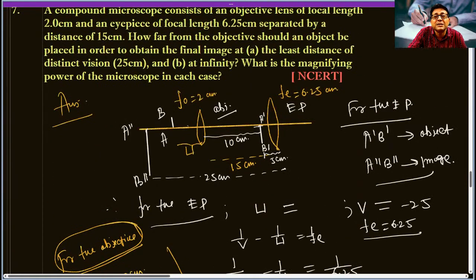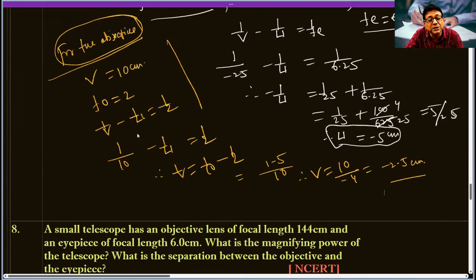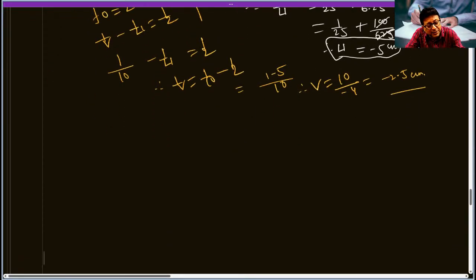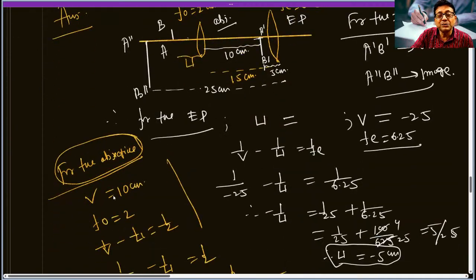Now your problem is how far from the objective should the final image be formed? What is the magnifying power? I have solved the first part. How to get magnifying power? By definition, magnifying power of a microscope is the magnification produced by the objective multiplied by the magnification produced by the eyepiece. So here you go on calculating those two.